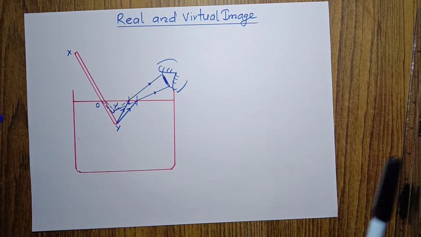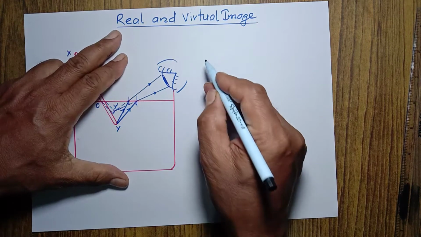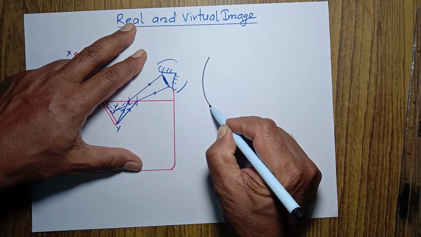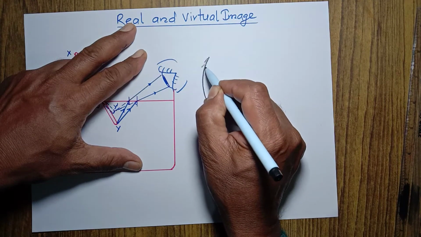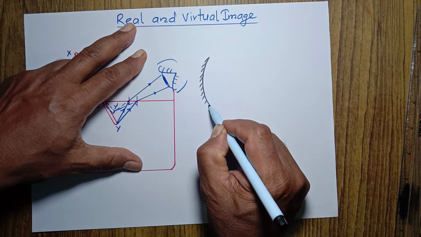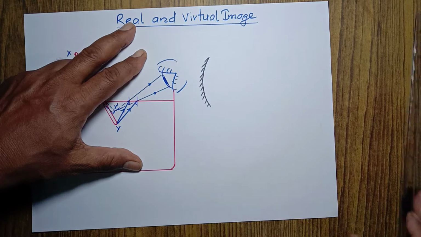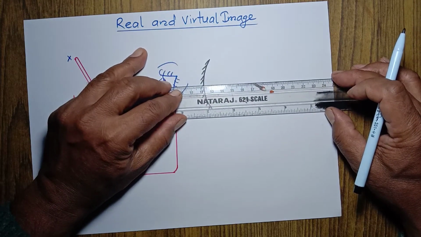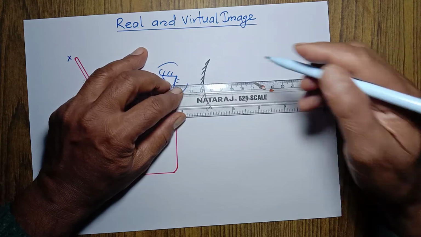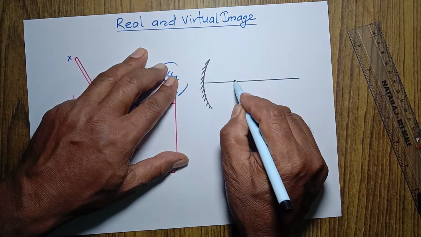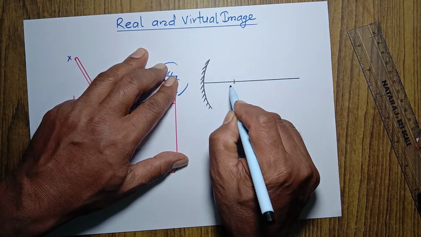Now I want to take another example, of a real image. Somewhere in the lower class you are taught this also. This is, let's say, a mirror. This is a concave mirror. The ball surface is polished, silver polished. This is a concave mirror, and let's say this is the principal axis, and somewhere there is the focus. You are taught this in lower class.